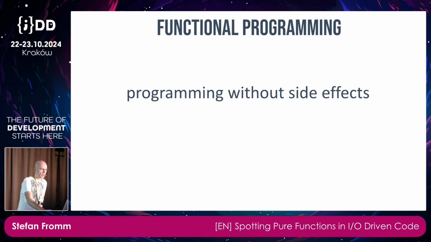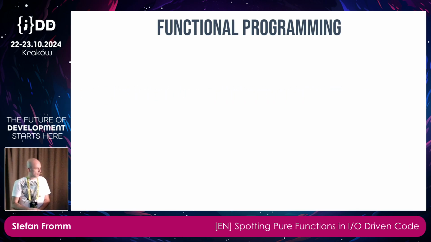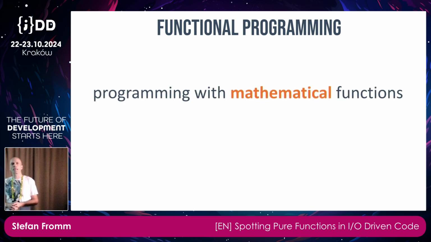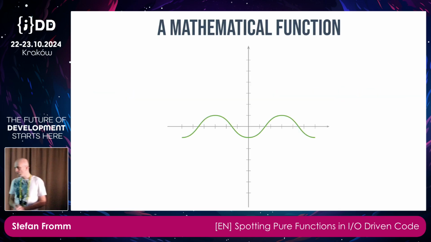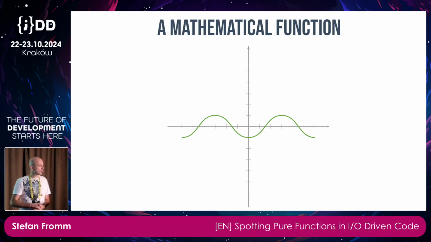And the one who introduced me to functional programming was in fact Professor Erik Meijer, a professor of computer science, who said that functional programming is programming with mathematical functions. And if we go back to school, in a coordinate system, I draw a mathematical function here, and the property is that for each value on the x-axis, there's exactly one value on the y-axis associated with this function.